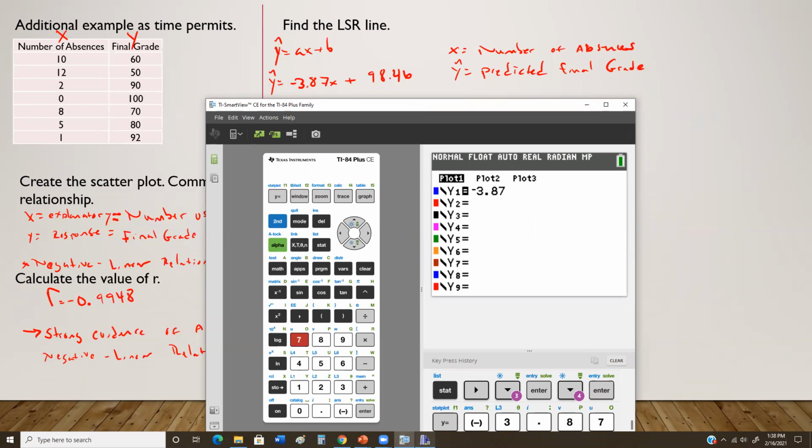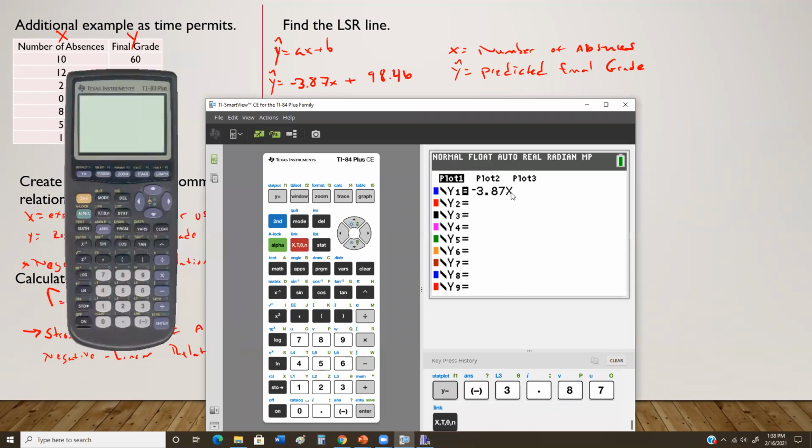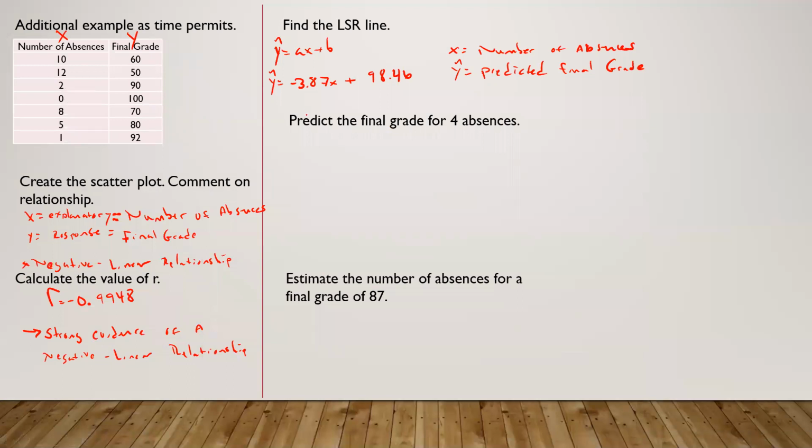And then look on your calculator. It doesn't matter if you have the TI-83 or the TI-84. There's this button here, X, T, theta, N, a bunch of different things. If you click that, that'll put the X variable in, plus 98.46. And then just hit enter, and then hit your graph button. And you should see something that looks like this. How many people have this on their calculator with me? So does this line fit the data well? Yeah, totally. Pretty good. So the line fits the data well.